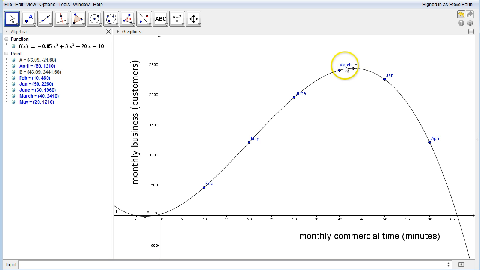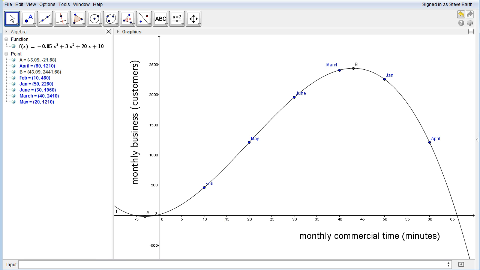Fortunately, the word March here is kind of covering that up. So I'm going to grab that March word and make a little more space there, just so you don't think the March is part of the B point. So we can actually do better than our March showing. When we did March, remember, that was when we had 40 minutes of commercial time that month and 2,410 customers, but it looks like we can do better.